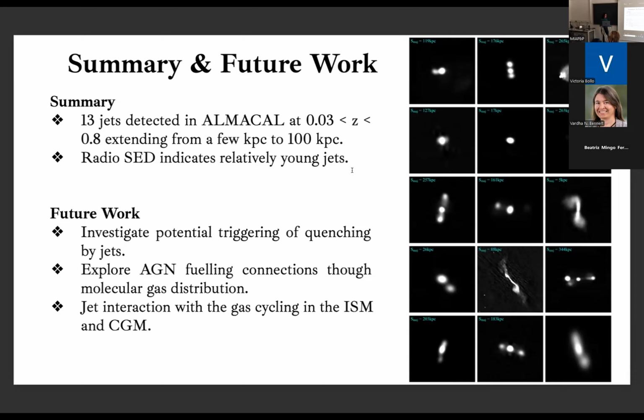Some future work would be to investigate potential triggering or quenching by jets, and explore the AGN feeding connections. I would be particularly interested to know, for example, if molecular gas might also be feeding the AGN or not, or what other gas phases are feeding the AGN. I would also be very interested in looking at the jet interaction with the gas cycle in the ISM as well as the CGM, considering that they are very extended.